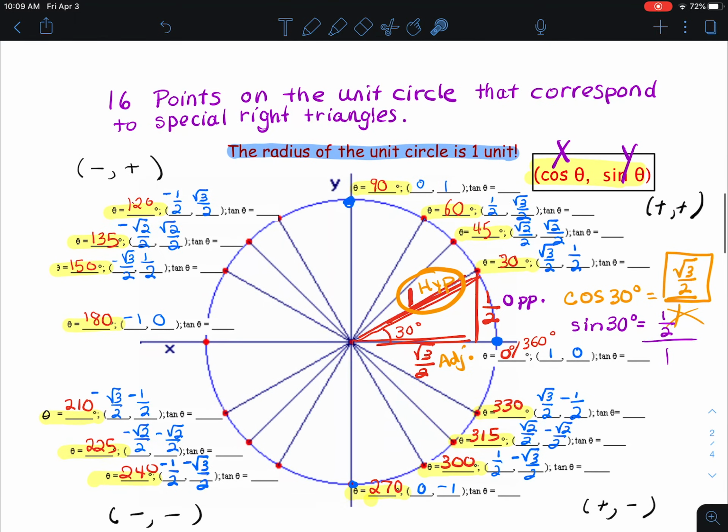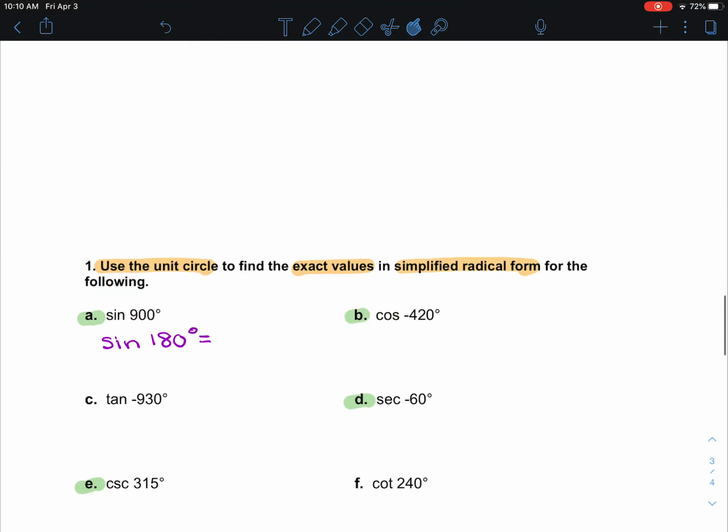You're going to go to 180 degrees on the unit circle, right here to this point, and you say to yourself, sine is always the y-coordinate of the point. So whatever the y-coordinate is at 180, that is what you write down as your answer. Done.